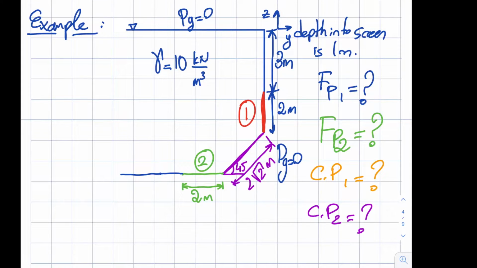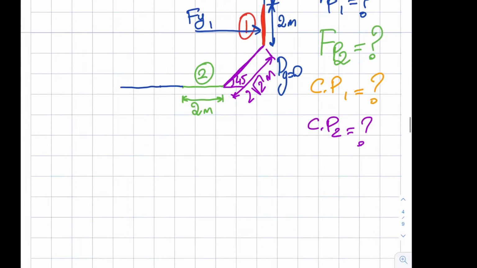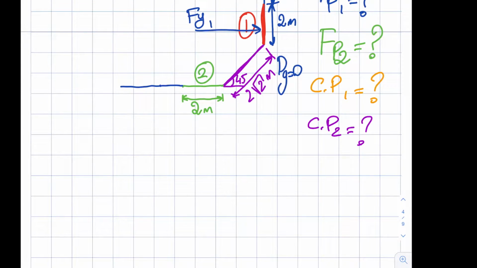So what will happen is, you can imagine that there will be an Fy over here for surface number 1. I'm going to assume that the thickness over here is negligible, so there will be no force or no weight above the surface all the way to the free surface, okay? Alright then, so let's just write it down. So if we write it down, my FP1 will be Fy1 in the J direction.